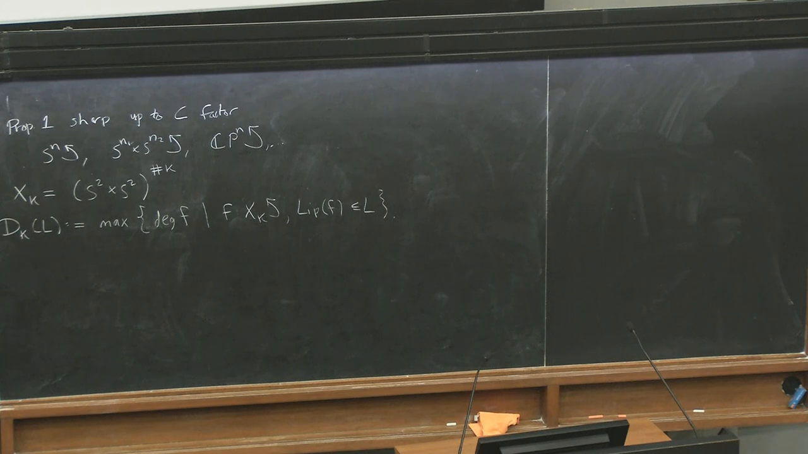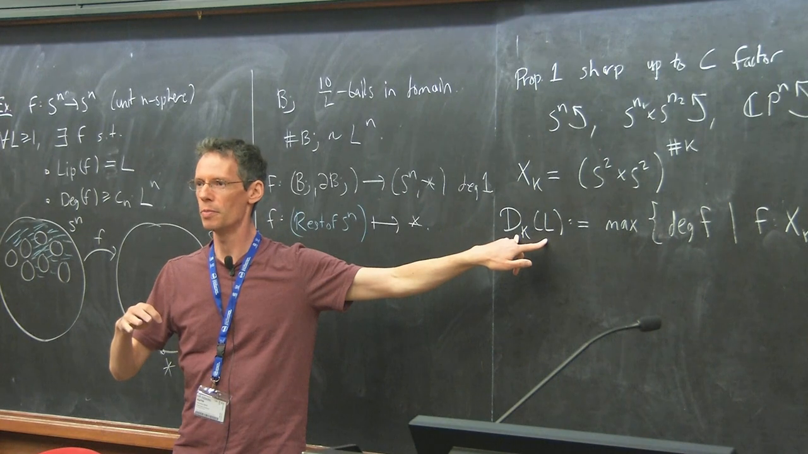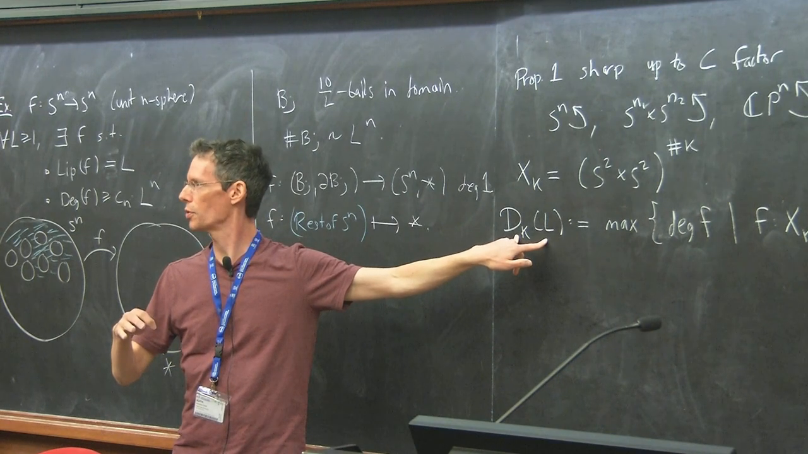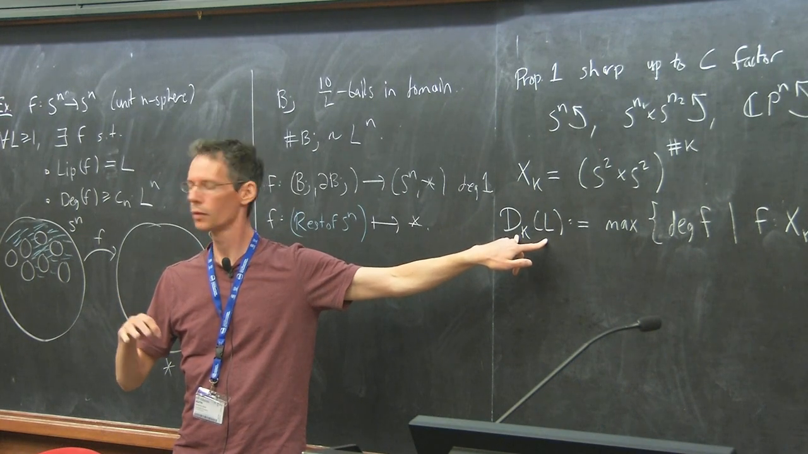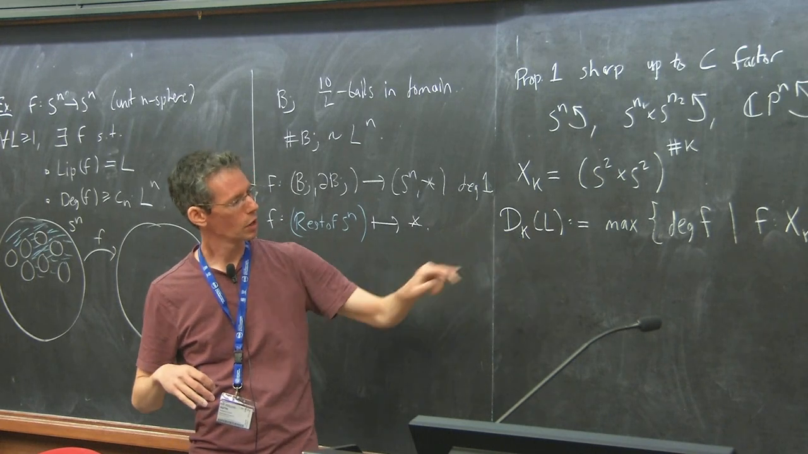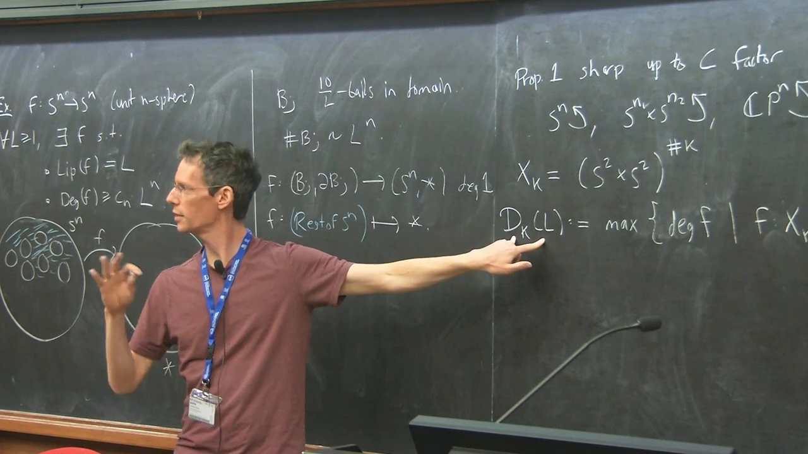So proposition one says that this is at most L to the fourth. And the question Gromov asked is, is it approximately L to the fourth, like for these other manifolds, or is it actually much smaller than that? And trying just a little bit to build examples, the examples had much smaller degree, maybe like L cubed. Okay, so that question was open for 20-some years.